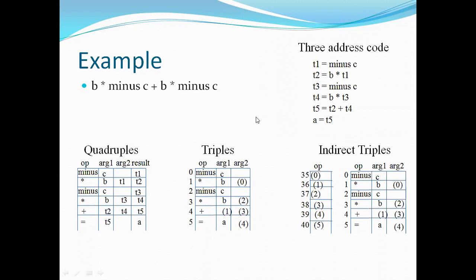What it means is A is equal to what, T5? T2 plus T4. What is T2? T2 is B into T1. What is T1? Minus C. And what is T4? B into T3. What is T3? Minus C. Well, then after doing a reverse engineering, finally from these translation statements, we get the expression.